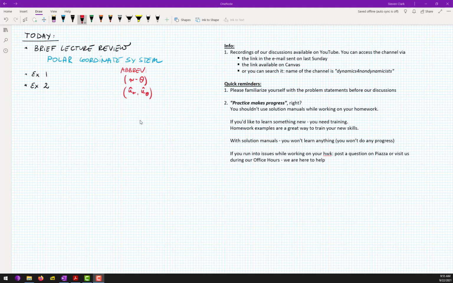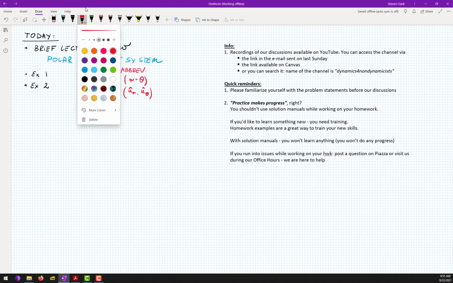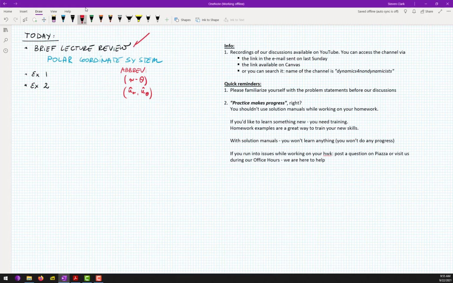Today, my plan is to do a very brief lecture review, and then two examples, 1 and 2. I think that we can cover everything. We will see, okay? But I think I am able to do all of these things in 50 minutes. And the topic of today's discussion: polar coordinate system.